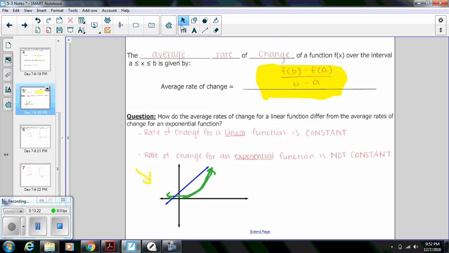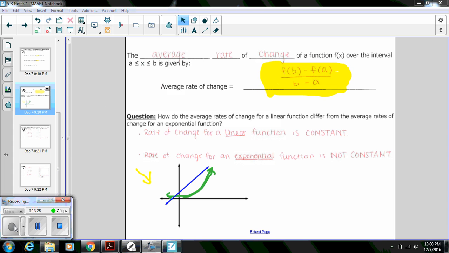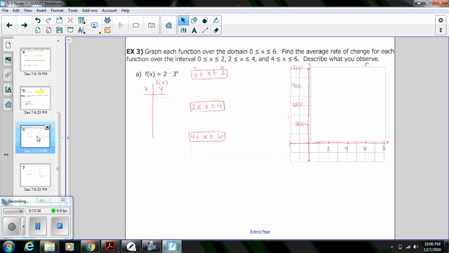But now we're going to take this formula that I highlighted in yellow and we're going to try to apply it. So if we take this and apply this formula, let's see how it works. All right, so it says graph each function over the domain. Remember, domain is our x. Oops, let's use a different color so you could see it better. Remember, domain is our x values, okay?